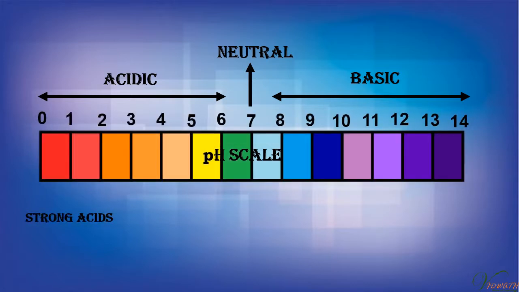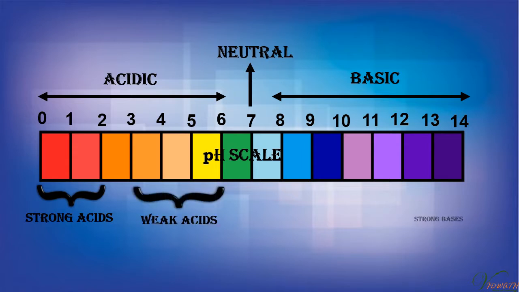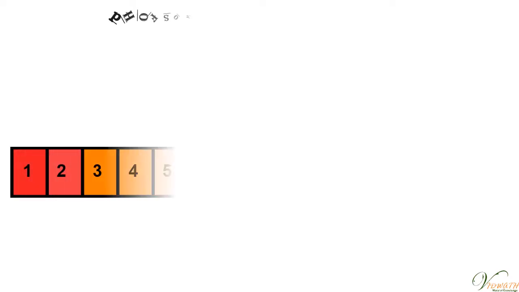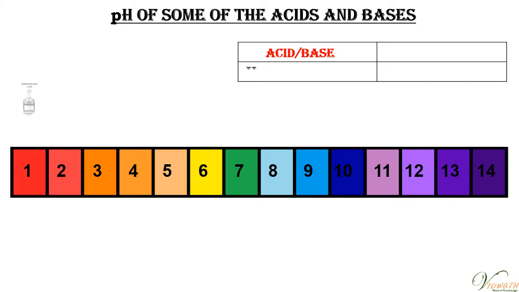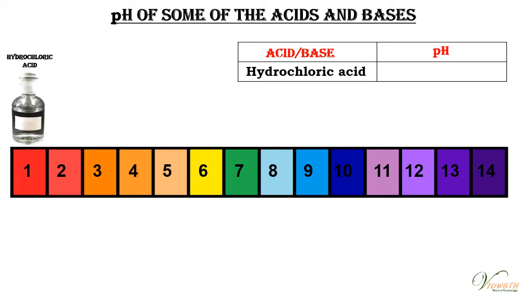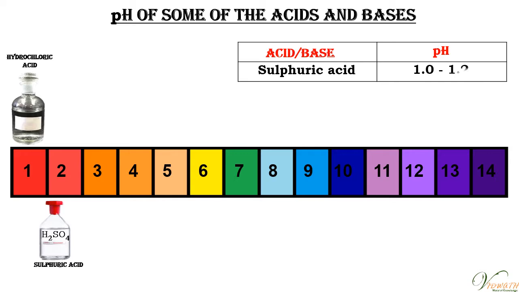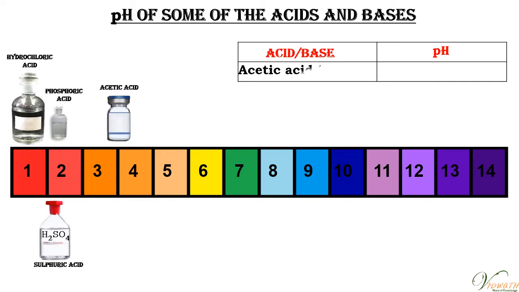Strong acids possess pH values between 0 to 2 and weak acids possess pH values more than 3. Strong bases possess pH values between 12 to 14 and weak bases possess pH values less than 12. pH of some of the acids and bases. Hydrochloric acid, pH value is 0.1 to 1.0. Sulfuric acid, the pH value is 1.0 to 1.2. Phosphoric acid, the pH value is 1.3 to 1.5. Acetic acid, vinegar, the pH value is 2.9 to 3.0.